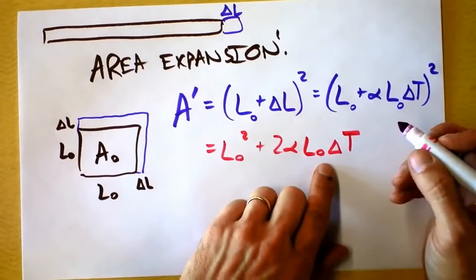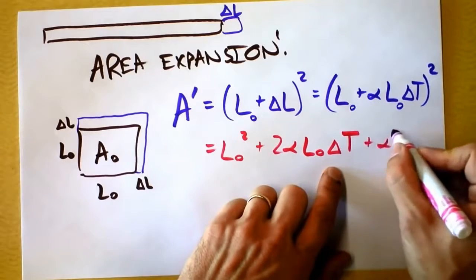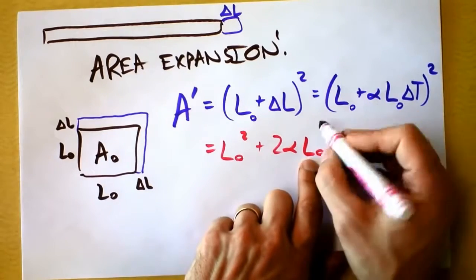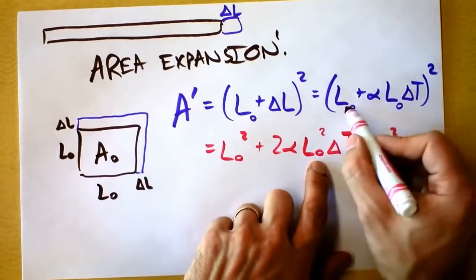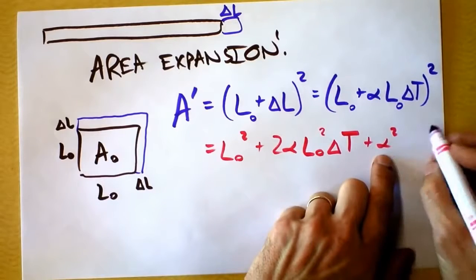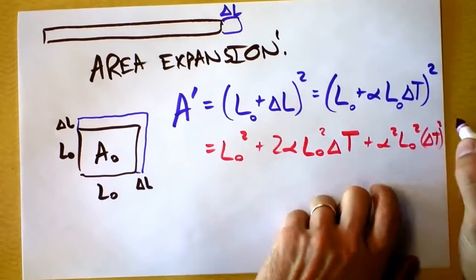And what am I going to have? That stuff there? Yeah, I guess so. And then I'm going to have alpha squared. Wait a second. We need an L naught in here, don't we? We need an L naught squared right here. Yeah, because we got L naught times that sucker right there. And this is alpha squared times L naught squared times delta t, that quantity squared.